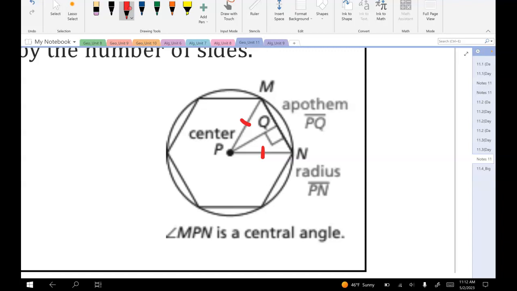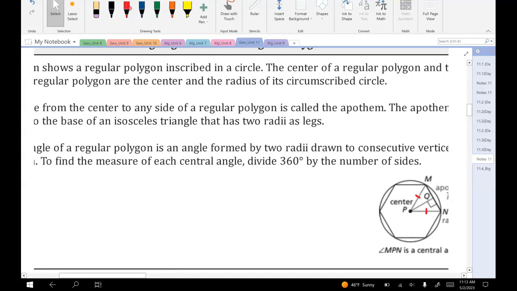A new vocab word, an apothem, is the distance between the center of your circle, the center of your polygon, to one of the sides. So apothem PQ goes from the center to a side of your hexagon. It's apothem. It's like saying a possum with a lisp. Apothem.